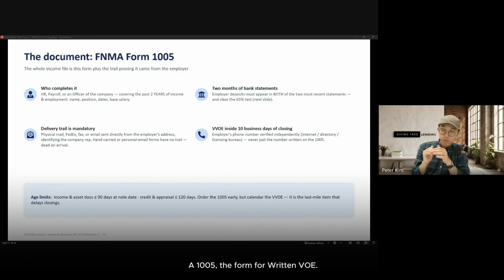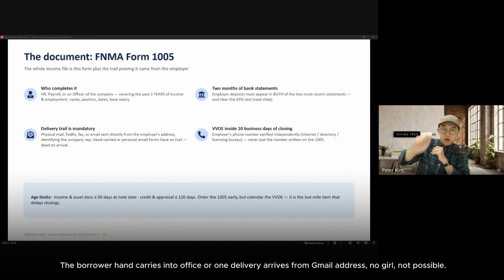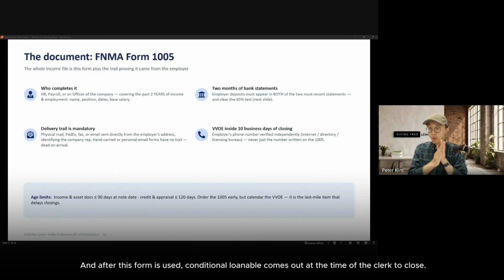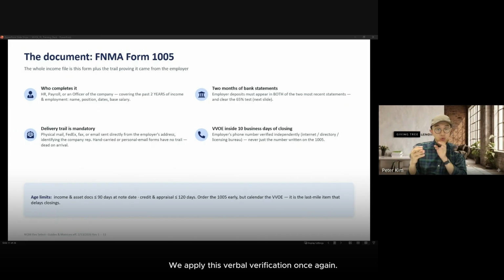A 1005, the form for written VOE, that the borrower hand carries into the office, or one that arrives from a Gmail address: no go, not possible. Do not make this mistake. And after this form is used, conditional loan approval comes out. At the time of clear to close, we apply this verbal verification once again.